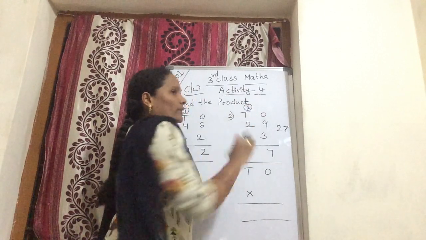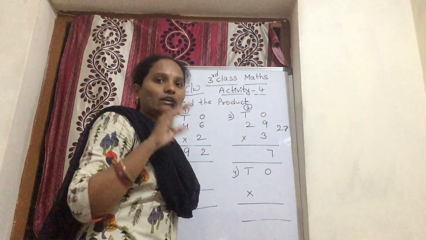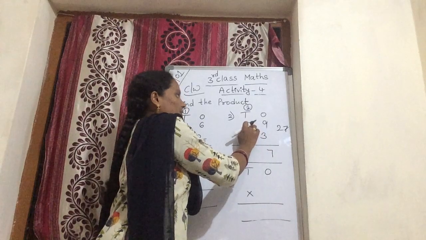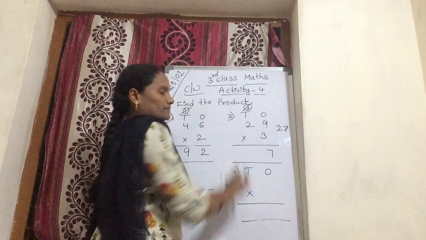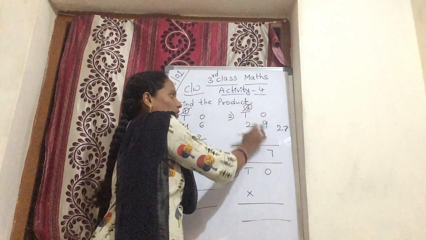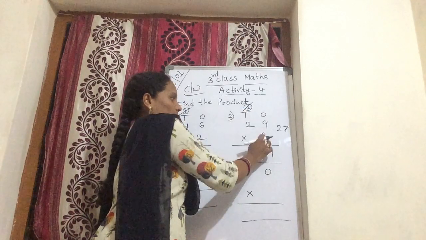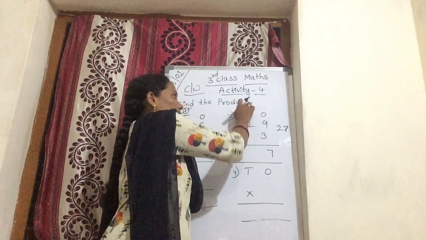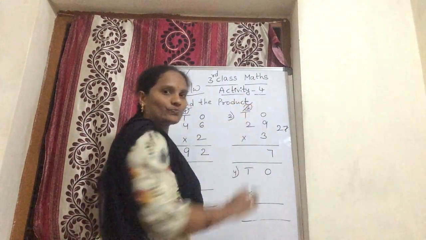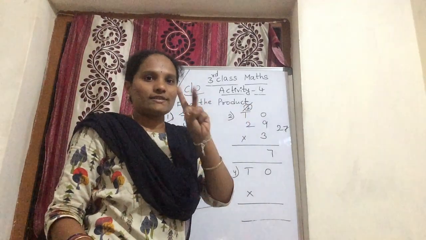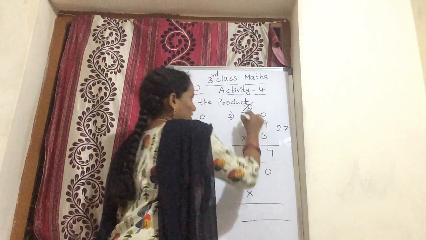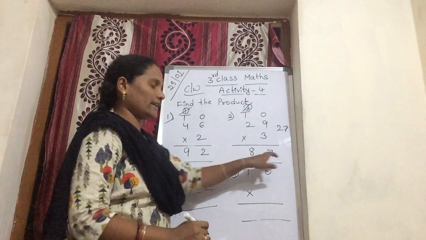Don't leave this 2. Don't leave it. This 2 adding to this one. 3 2s are 6, right? 3 2s are 6 plus 2. After adding you cross it. Don't leave this 2. When you multiply the tens place, you get some result, right? You add to that. Okay. Now 3 2s are 6. 6 plus 2, you get 8. You put in tens place. So what is your answer? 87.